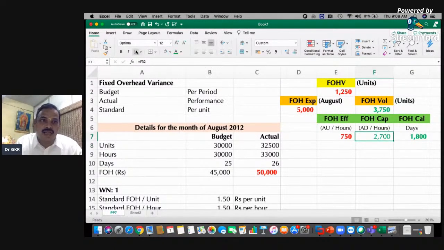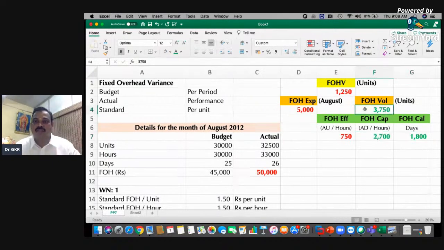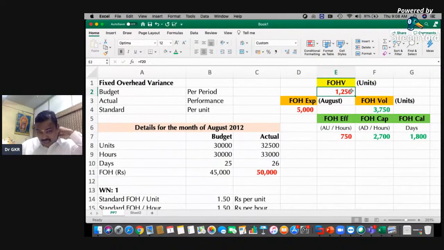Now please add all this. 2,700 plus 1,800, it is 4,500. 4,500 minus 750 is 3,750 favorable. So 5,000 adverse and 3,750 favorable. Net is 1,250 adverse. That's all. Very simple. So this is how your entire fixed overhead variance is structured.